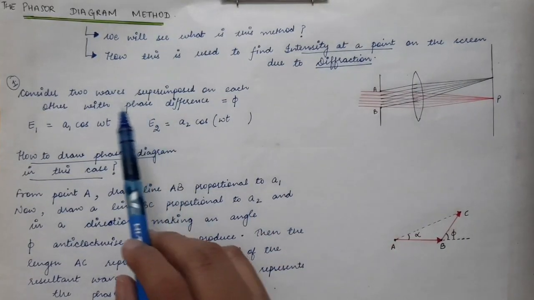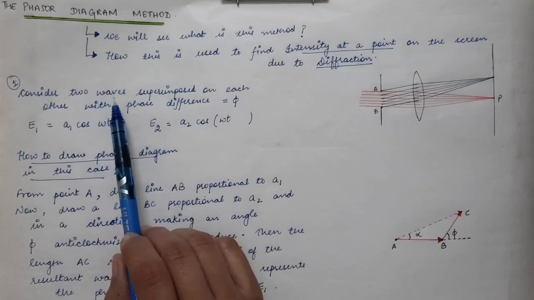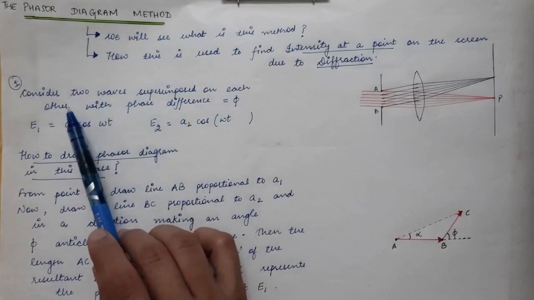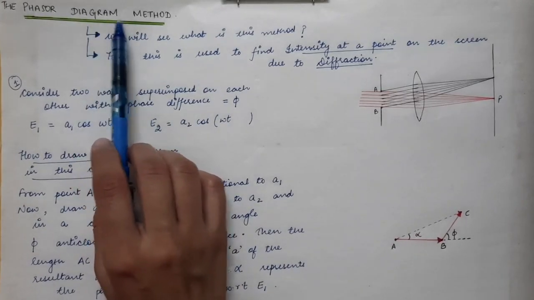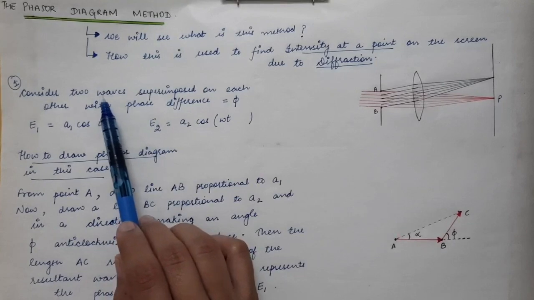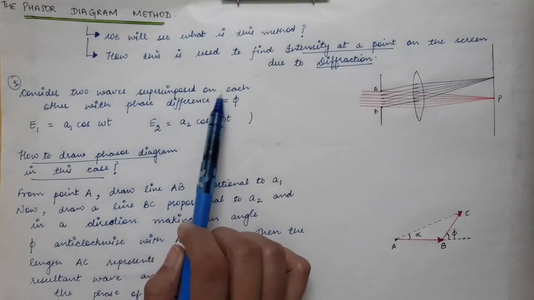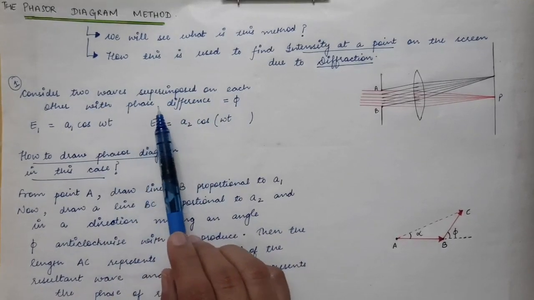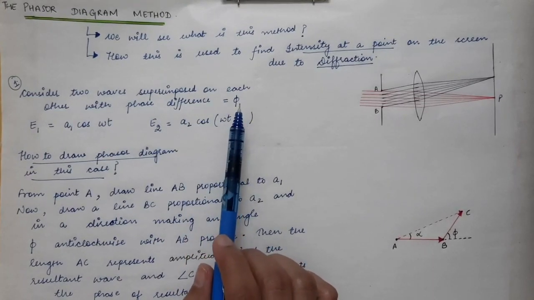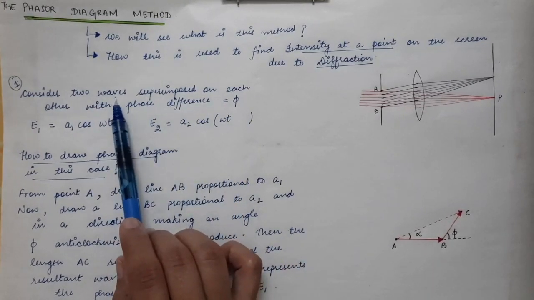First of all, we are going to take a simple example of two waves which are superimposing on each other. To understand this phasor diagram method, we take two waves which superimpose on each other and have a phase difference of phi. So phi is the phase difference between these two waves.